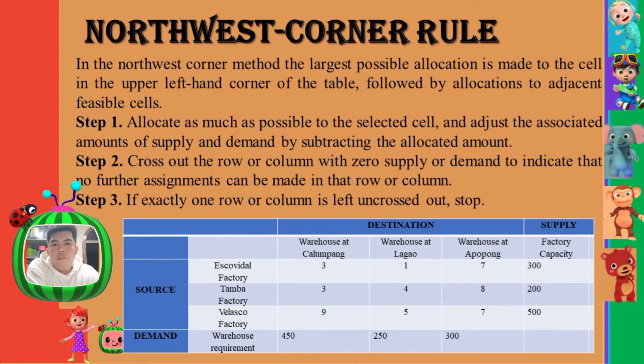Last step is if exactly one row or column is left uncrossed out, then stop. So the major advantage of this method or rule is its simplicity to use. However, this rule does not consider cost. Thus, it may lead to more iterations before the optimal solution is reached. Since, diba, ang goal ng company is to minimize the cost and maximize the profit. But then, this rule dinidisregard niya yung unit shipping cost and yung way na sinosolve yung transportation table is nakabase lang talaga sa Northwest Corner yung allocation. So, to further explain it, let's go to the example.